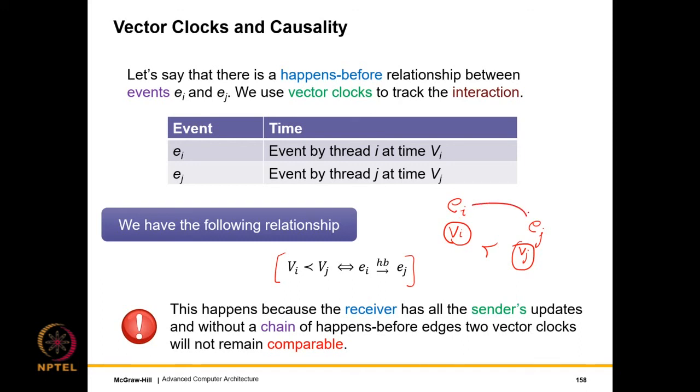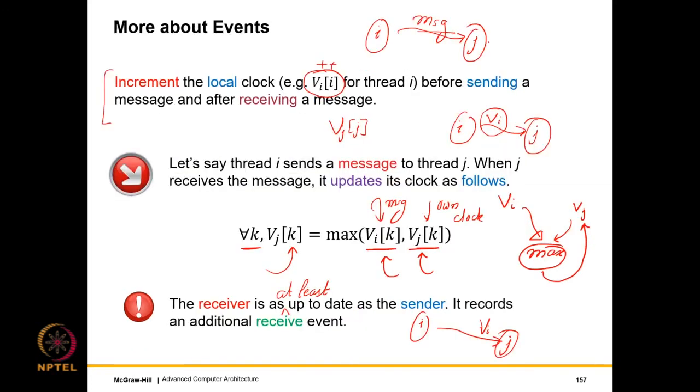So if there is a happens before relationship between ei and ej, then it means that there will be several intermediate nodes, because happens before is a transitive relationship. For each one of them, let's say this is k and k dash and so on, the moment i is sending a message to k, we will have vi precedes vk. This is by definition. Similarly, the moment i is sending a message to j, this automatically implies that after we do this max merging, vi precedes vj, right?